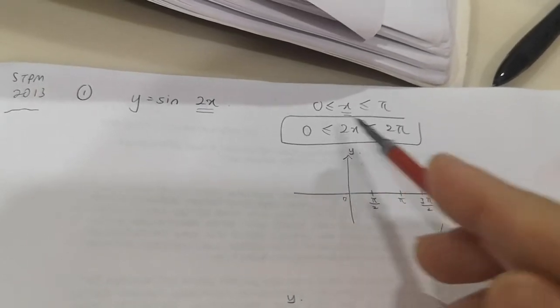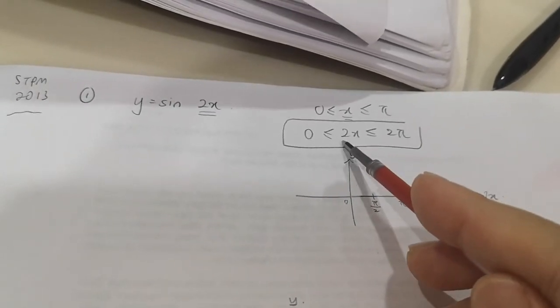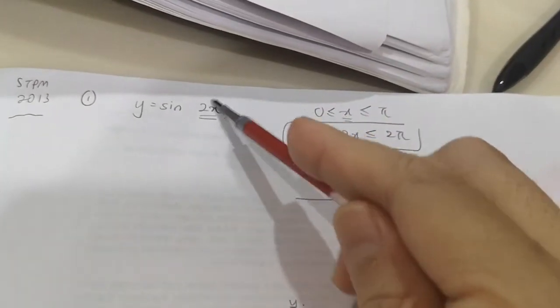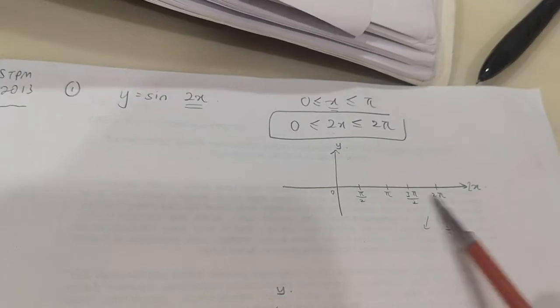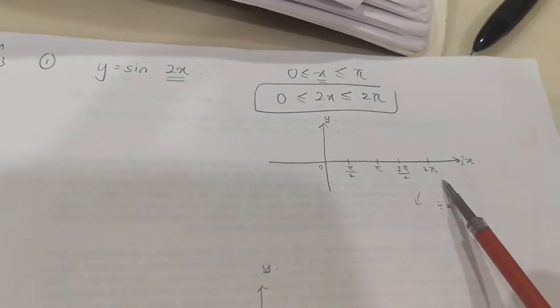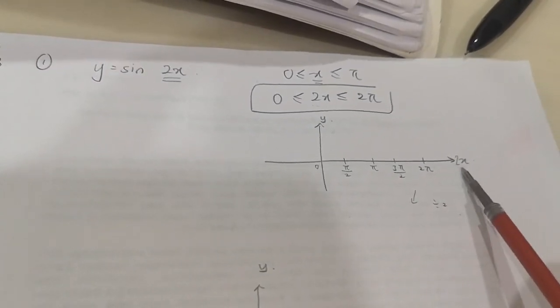So times 2, times 2, times 2. So the new domain is 2x. Make sure 2x and 2x is the same. So 2x is between 0 and 2 pi. So if you draw, next we want to find the value for x first.